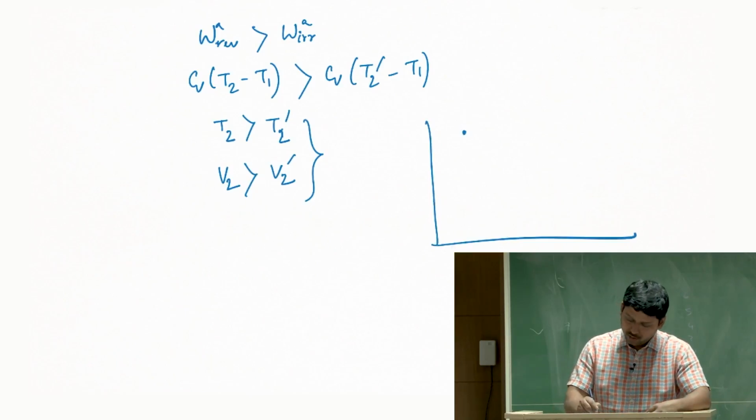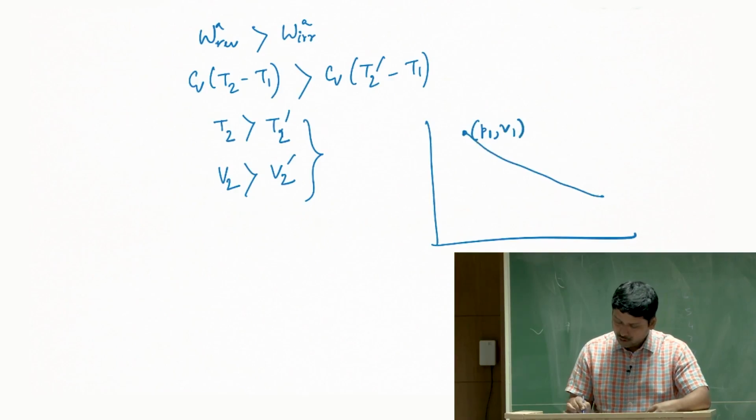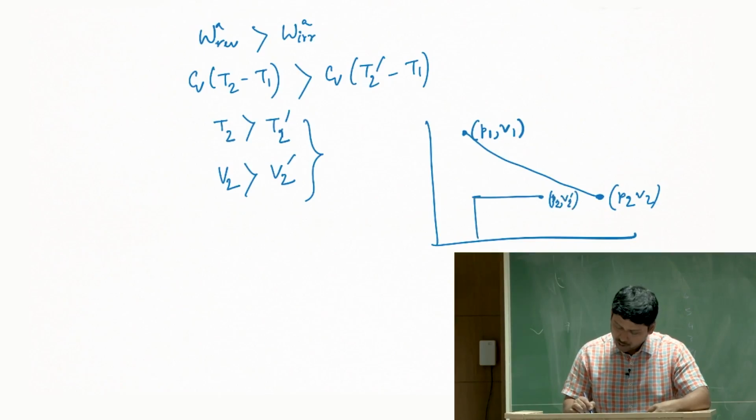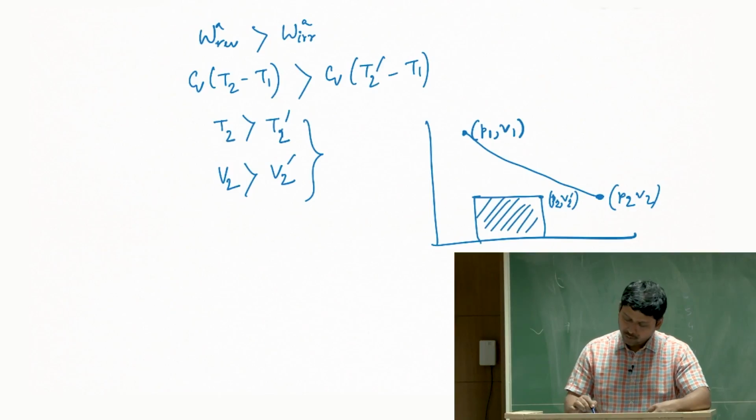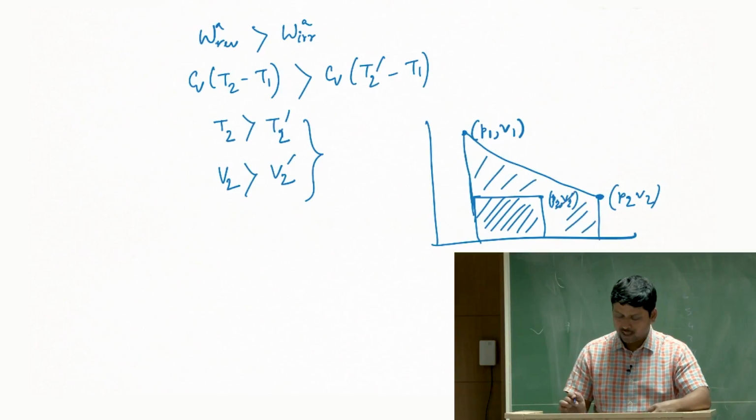So, starting with P1V1, let us say if you reach a volume V2, then the adiabatic volume will be somewhat less than that, it will be P2V2 prime, and the work done for an adiabatic process in an irreversible way will be this much, whereas the work done for an adiabatic reversible process will be that much. Okay. So, that is where we stop.